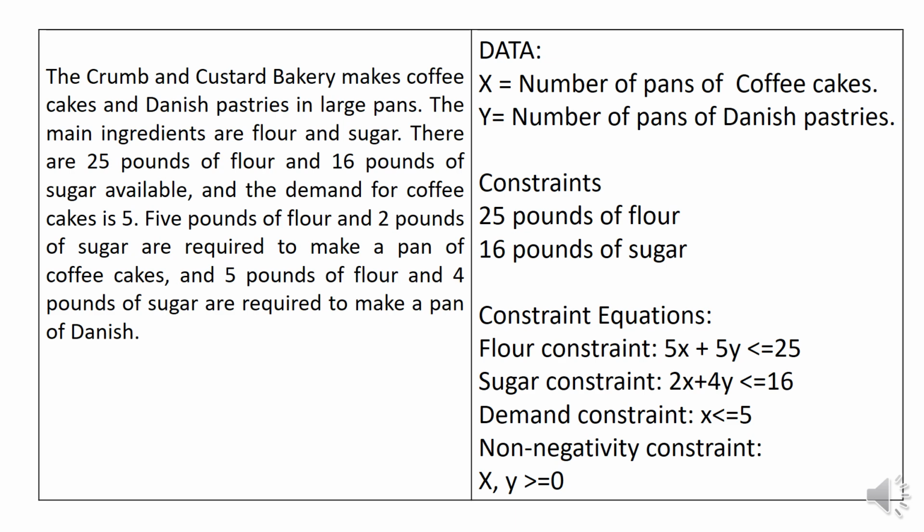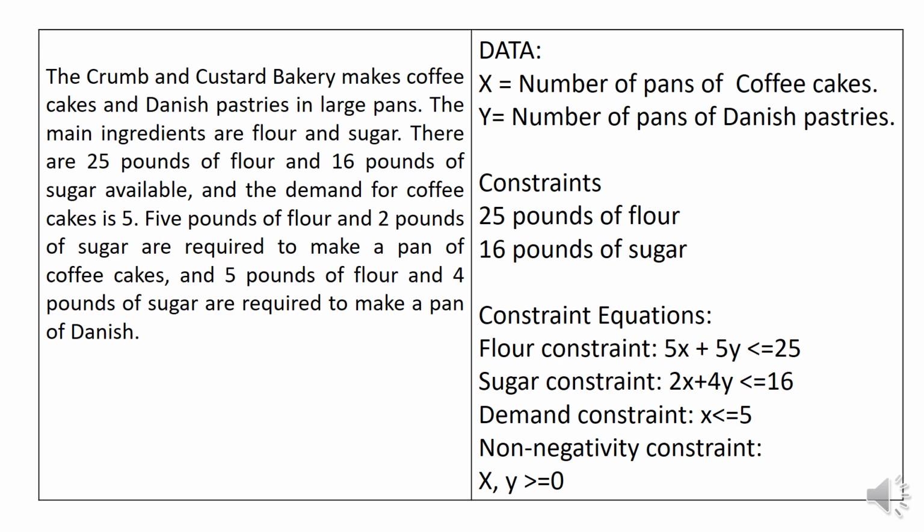The sugar constraint is also given: 16 pounds is the maximum sugar available. 2 pounds of sugar are required to make a pan of coffee cake, and 4 pounds of sugar are required for Danish pastries. So the sugar constraint is 2x plus 4y, less than or equal to 16.